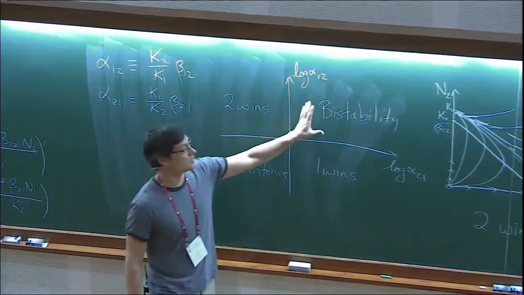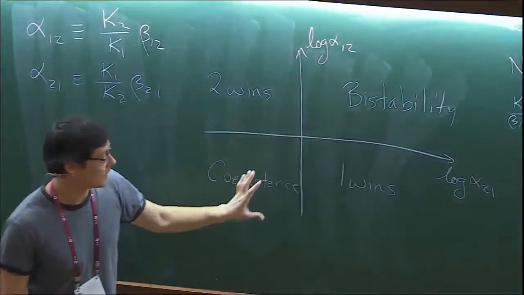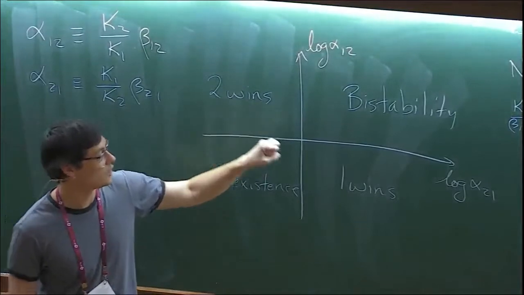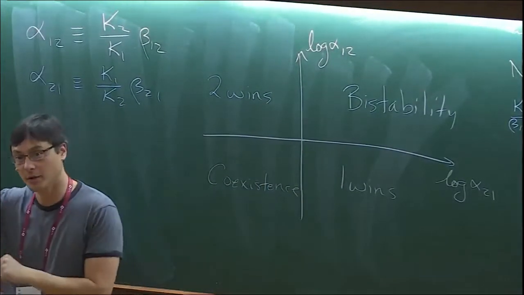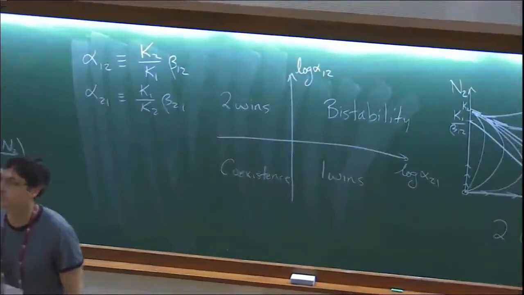If they both inhibit each other quite strongly, you get bistability. If they inhibit each other weakly, you get coexistence. And then each species driving the other one extinct depends on whether they inhibit their opponent more strongly or not. Question?